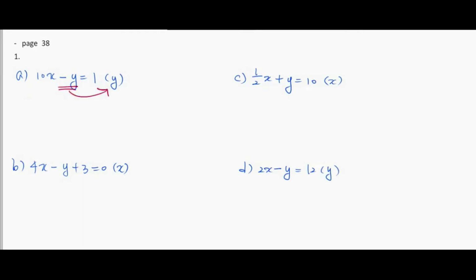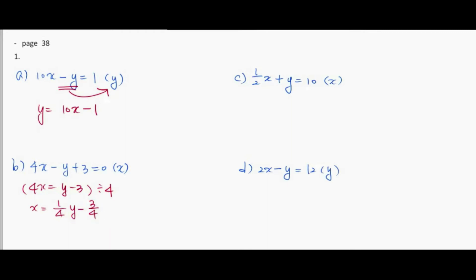So y will go over, then y equals 10x minus 1. And now let's try B. B should be in x equals form: 4x equals y minus 3. Because it is asking for x, we divide both sides by 4 to make it x. Then x equals 1/4 y minus 3/4.